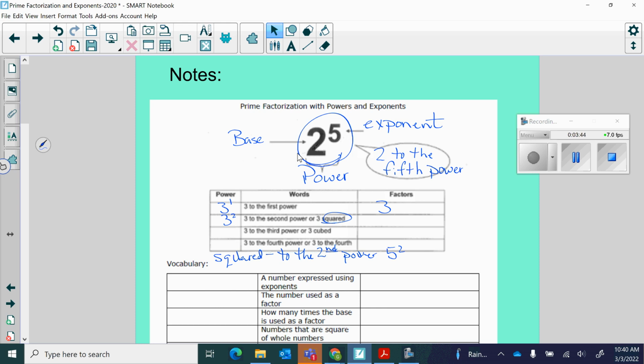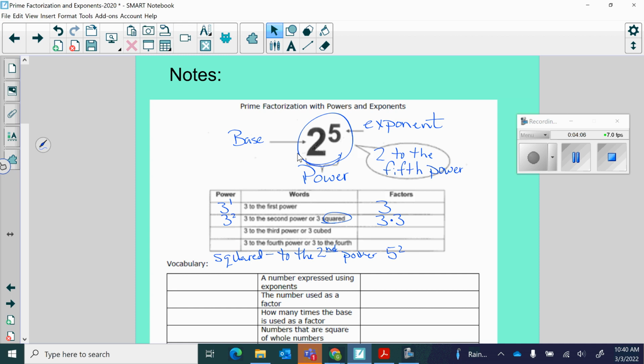What are the powers? How do I write the factors of 3 squared then? 3 squared would be the same as what? 3 to the 1st power? No. 3 times 3. 3 times 3, it would equal 9. So 3 times 3 is how I would write the factors.